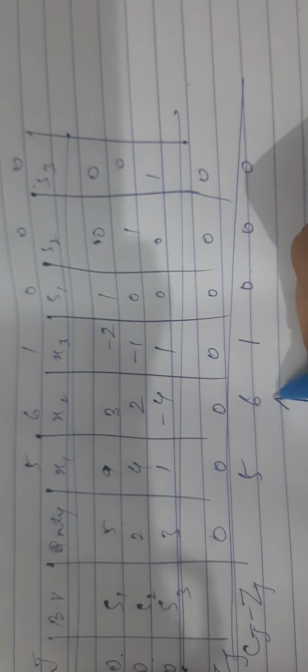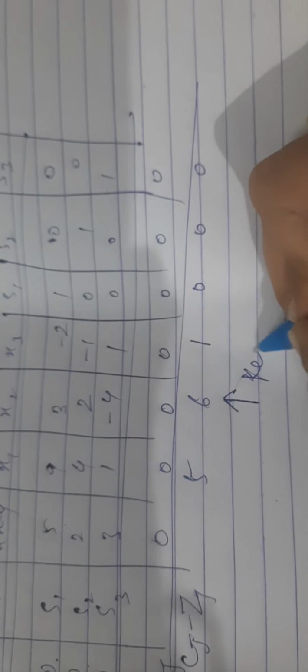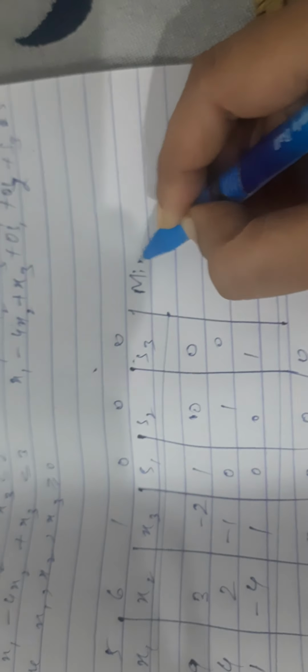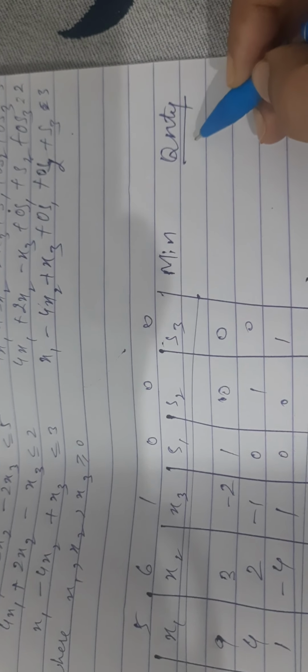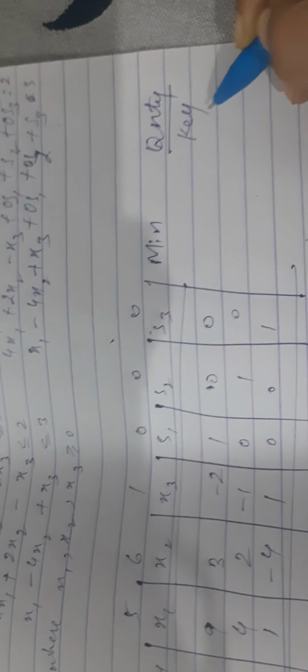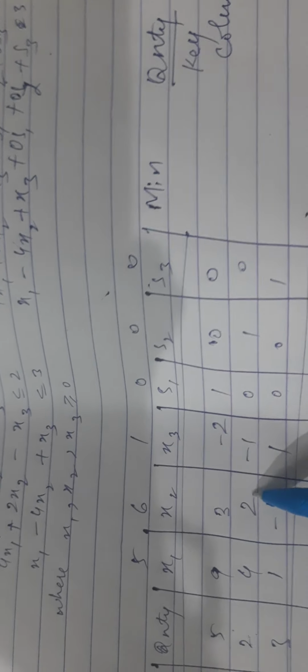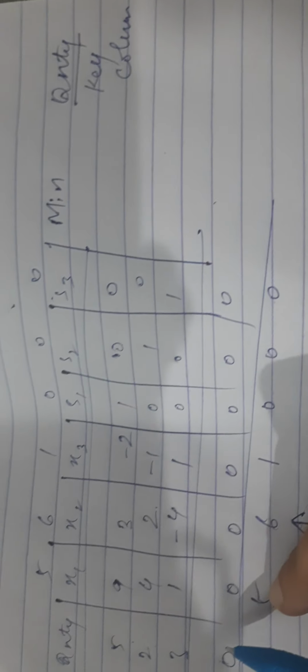So this is 5 minus 0, 6, 1, 0, 0, 0, and I enter the variable which is the highest in the maximization case. So this is my key column. And how do I find my key row? The minimum ratio column. This is quantity divided by the elements of the key column. So here it is 5 divided by 3, 2 divided by 2 and 3 divided by minus 4.